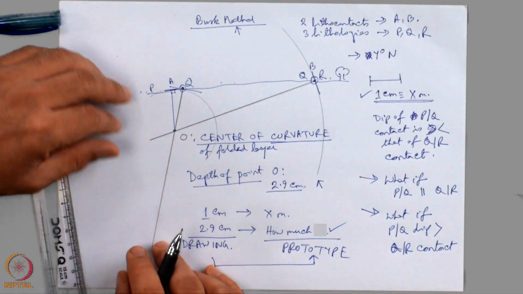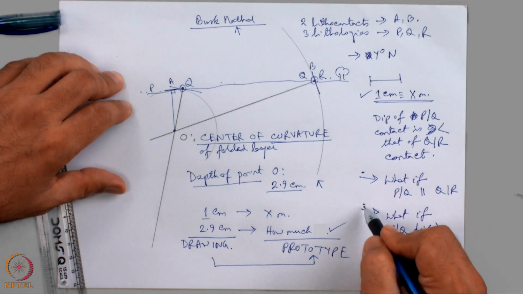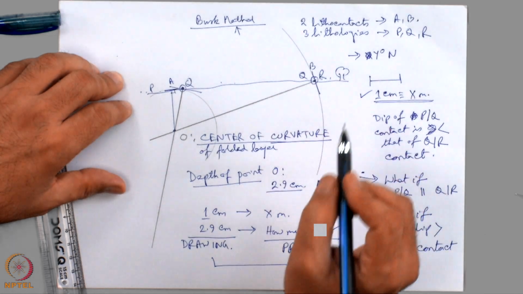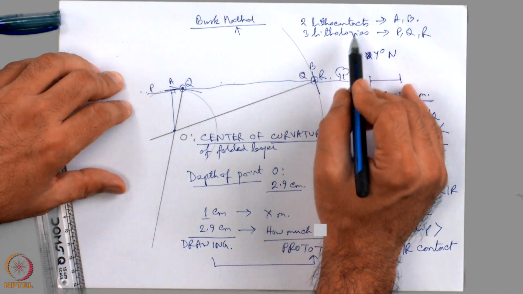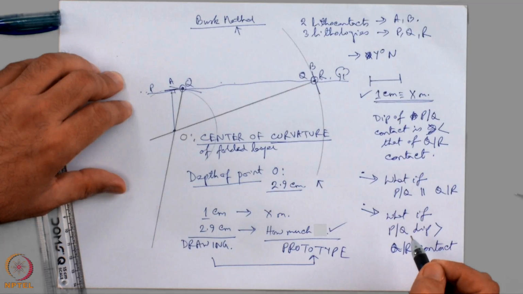This method does not work all the time. It may be possible that when you try with these two situations, Busk method of 2 litho contacts and 3 lithologies and extrapolating the fold geometry may fail. You can check.